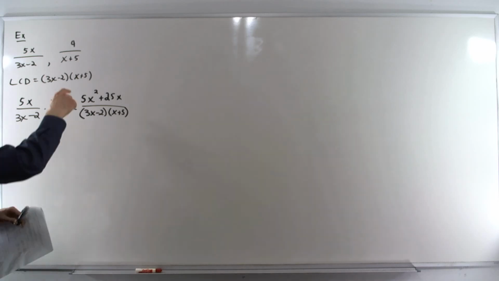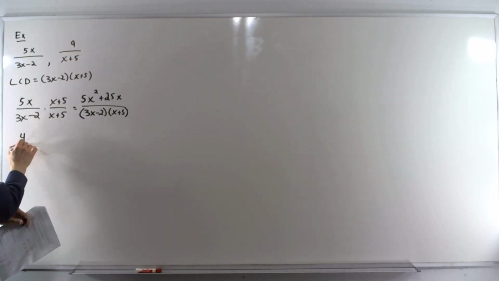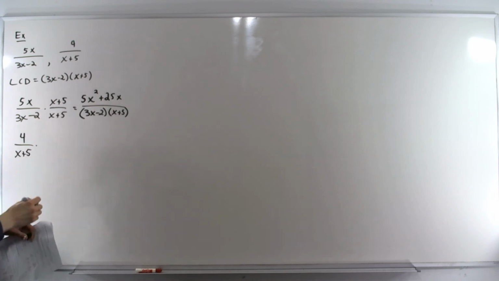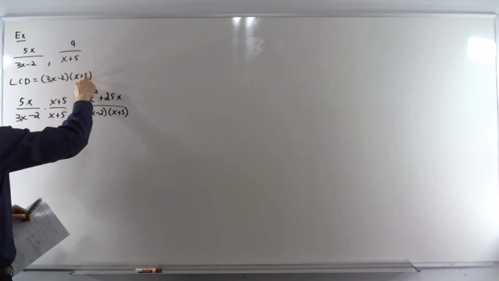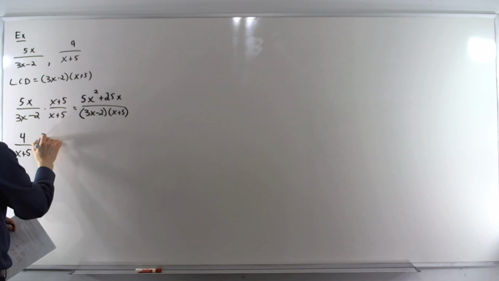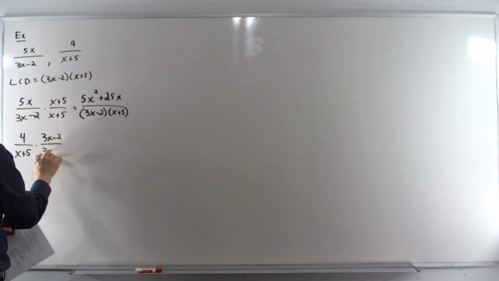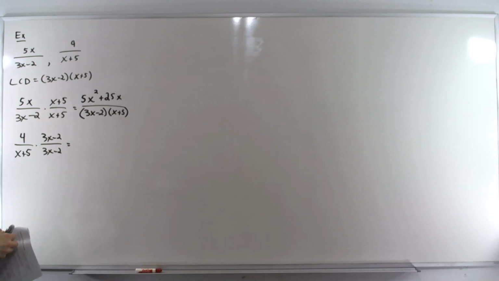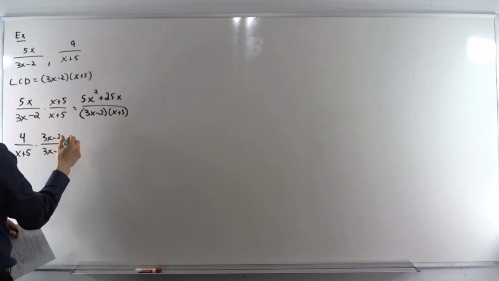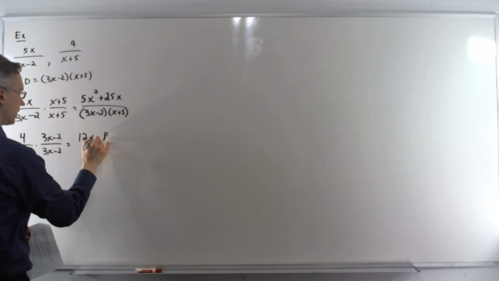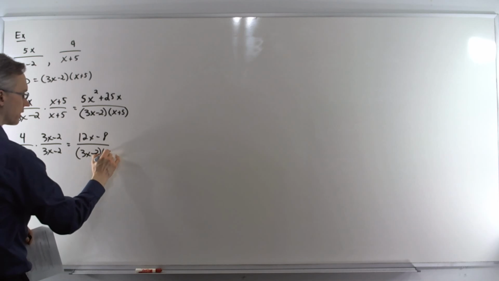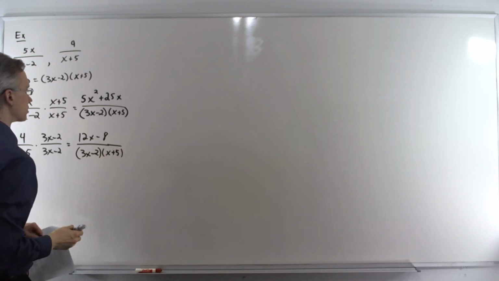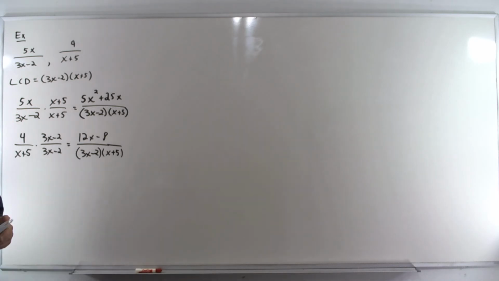Now we're going to do the second fraction, 4 over x plus 5. So we're going to multiply by what this fraction is missing in the denominator. We have the x plus 5 already. What we're missing is 3x minus 2. Distributing 4 into 3x minus 2, that gives us 12x minus 8 over our common denominator. It doesn't matter which order we write these in, I usually just write them in the same order. So 12x minus 8 over our least common denominator. Your turn, number 10.